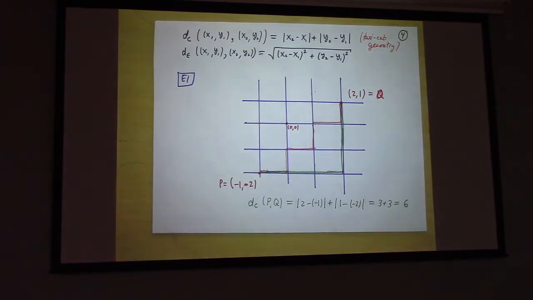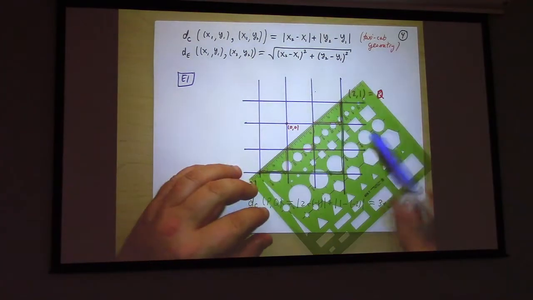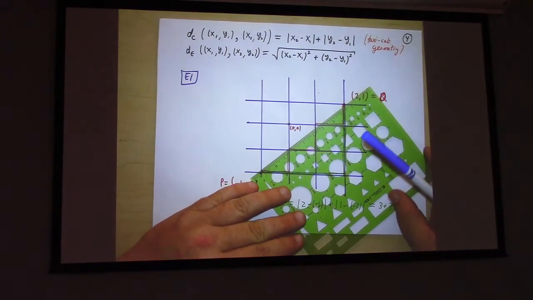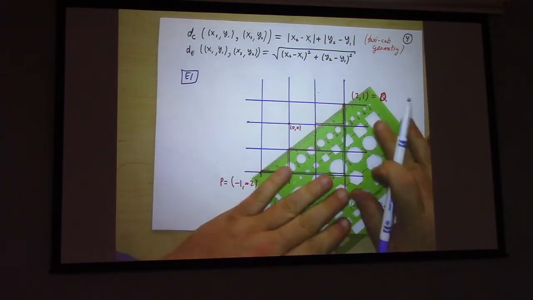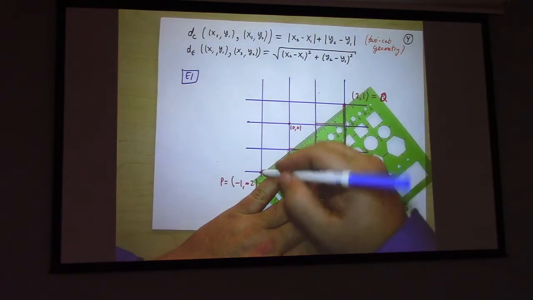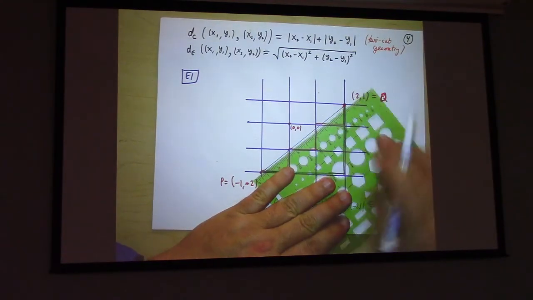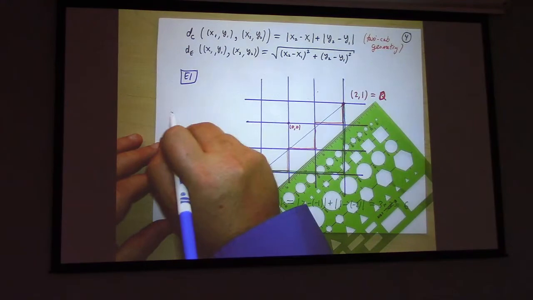Now, in contrast, what is the Euclidean distance from P to Q? You could also call that, sometimes we say it's the distance as the crow flies, right? Have you ever heard that saying? Or the line of sight distance? So from here to there, the length of that line, the Euclidean distance would be what?